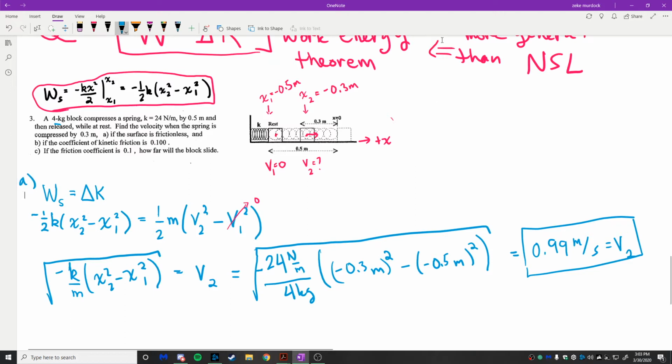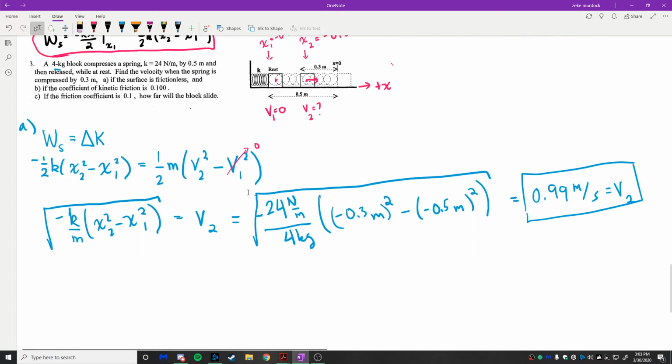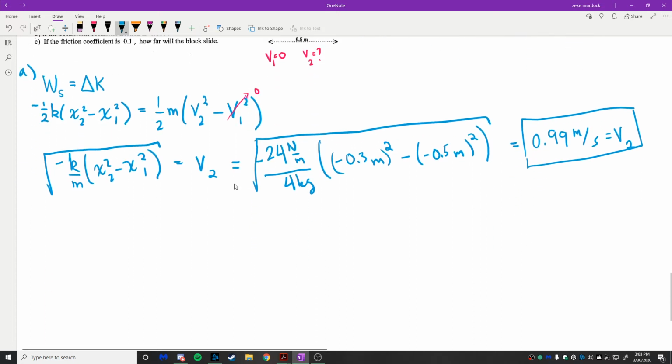Okay, so part B, the only change is the coefficient of kinetic friction is 0.1 acting on the object. So in that case, do a new problem here. Now the one difference is we're going to have the work done by the spring, which is the same as before, but we're also going to have to add the work done by the friction force. And that should be equal to the change in kinetic energy for the object.